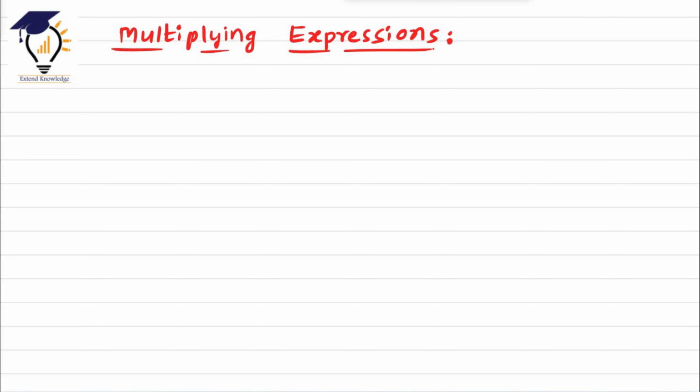Hello kids, let us see multiplication of expressions with a single term with two terms. We have special names we can call these, but we'll learn that in an advanced stage. I am just teaching you how to multiply a single term with two terms of algebraic expressions. Here we need the distributive property.